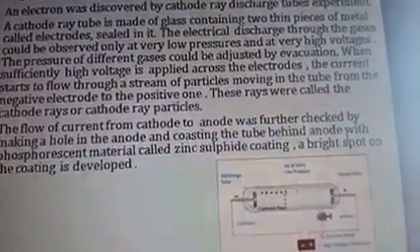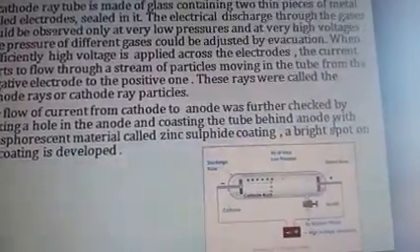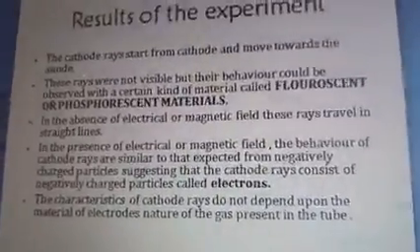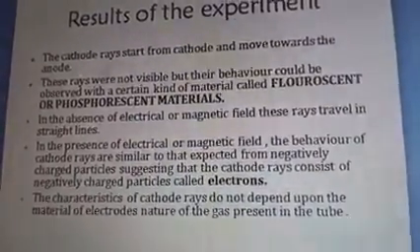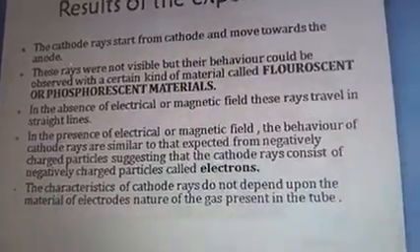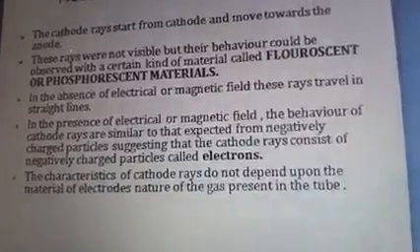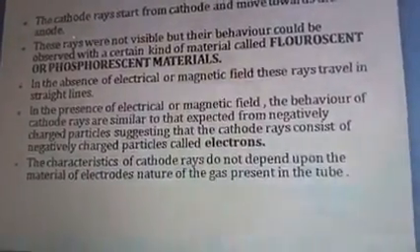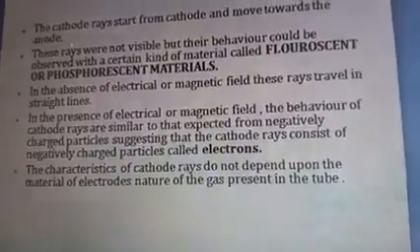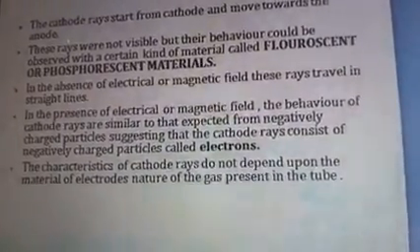So in the cathode ray discharge tube, now in the result of this cathode ray experiment, I have already told that the cathode ray starts from the cathode and moves towards the anode, and it is not visible, but by using fluorescent or phosphorescent materials, it can be visible. When the cathode ray falls on the wall of this fluorescent material, it gives a bright spot.